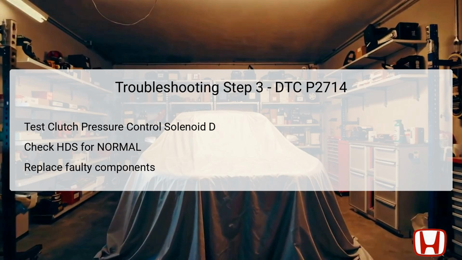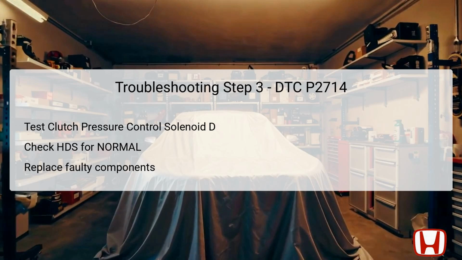The third step in our troubleshooting guide for DTC P2714 centers on the direct examination of the clutch pressure control solenoid valve D. Begin by clearing the DTC again using the HDS. Then, navigate to the miscellaneous test menu and locate the clutch pressure control linear solenoid valve D option. Conduct a test on the solenoid valve with the HDS to determine if it is operating normally.